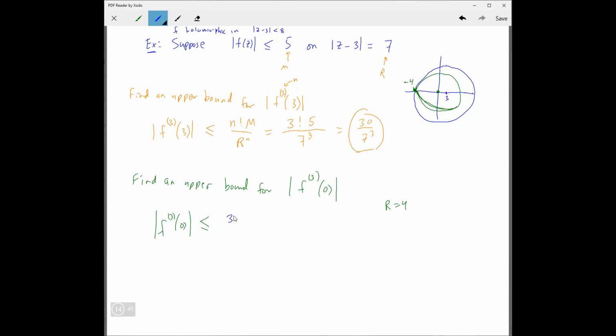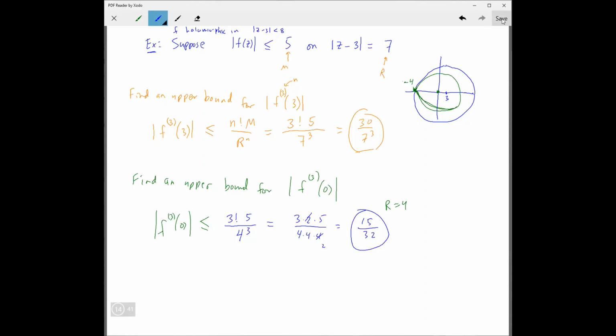So that means you can use the same M, but the r is going to be 4 now, because this circle has radius 4. So that's 3 times 2 times 5 over 4 times 4 times 4, which simplifies to 15 over 32. So that's some examples of using Cauchy's inequalities.